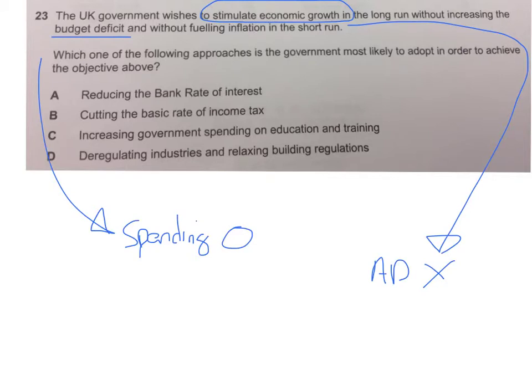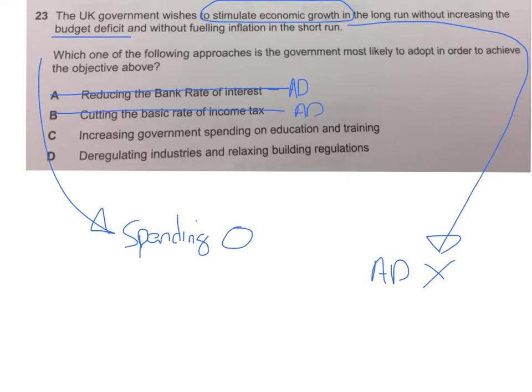So first of all, reducing the bank rate of interest, we know that is a AD policy. It will make AD go up, which will actually cause inflation in the short run, so it can't be that. Secondly, cutting the basic rate of income tax. The good thing about this one is it won't cost the government any money, but it will cause inflation in the short run because again, it is a AD policy.